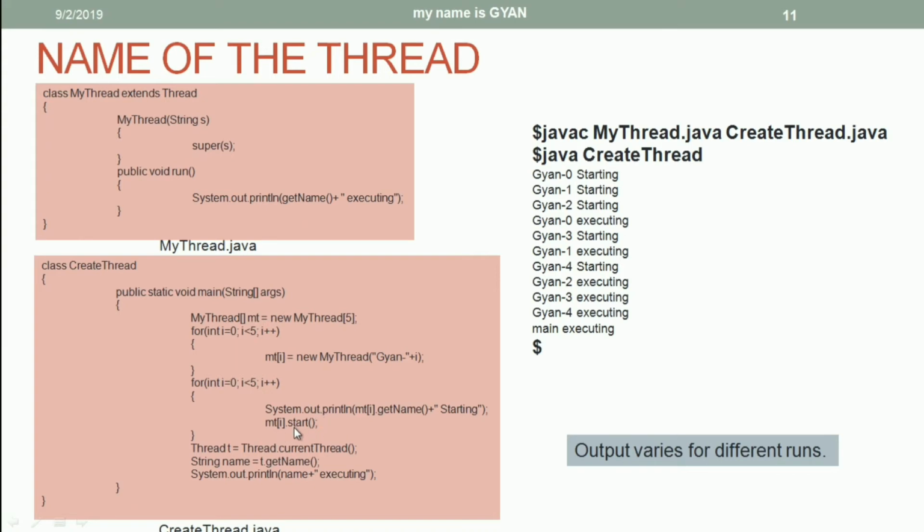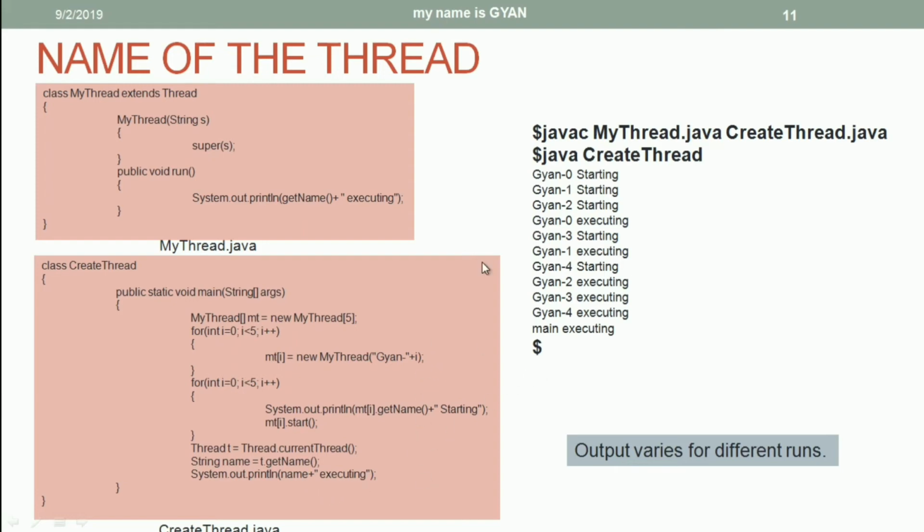After that, the new threads which got created have the names gyan0, gyan1, gyan2, gyan3, and gyan4. So here it will print gyan0 starting, gyan1 starting, like that, and here it will print gyan0 executing, gyan1 executing, like that. After starting all these 5 threads, here we are getting the name of the thread corresponding to the method main, that is the thread main, and then we are printing the string main executing.